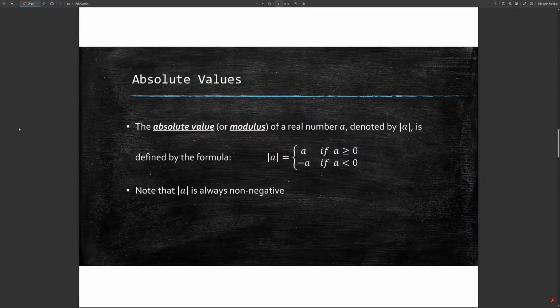Now we get to absolute values. So the absolute value, or sometimes we call the modulus, of a real number. So it's a real number. So this is why we defined all these things previously. What is an integer? What is a real number, etc. Denoted by a with these two vertical lines that encompass it, is defined by this formula here. And note also that a, whatever our real number is, right, with these two lines is always non-negative. So it's always a positive number.